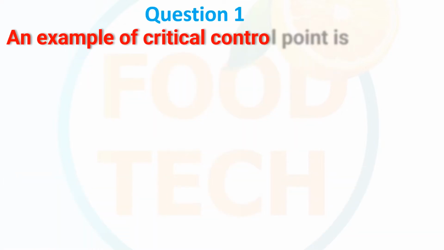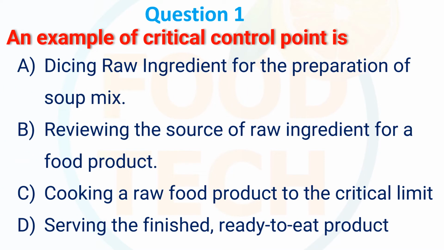An example of critical control point is: A, dicing raw ingredient for the preparation of soup mix. B, reviewing the source of raw ingredient for a food product. C, cooking a raw food product to critical limit. D, serving the finished and ready to eat product. The answer is D, serving the finished and ready to eat product.